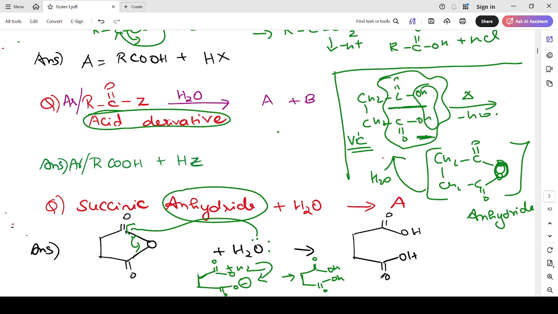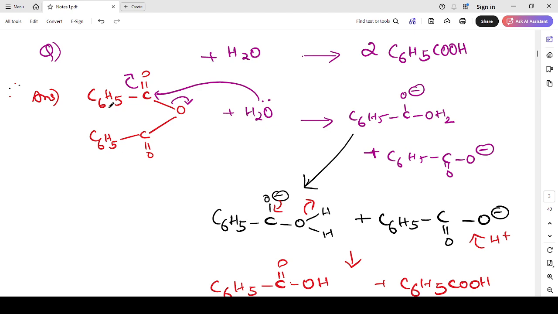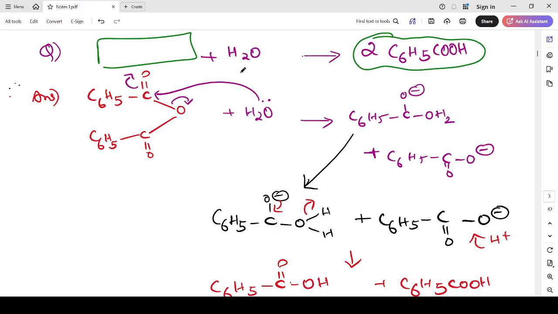Yes, ma'am, got it. They're asking, it's going to produce 2 moles of benzoic acid upon treating something with water. I understand very well, and an anhydride only should have formed it, isn't it? It need not be a cyclic anhydride. It could be a common anhydride also.